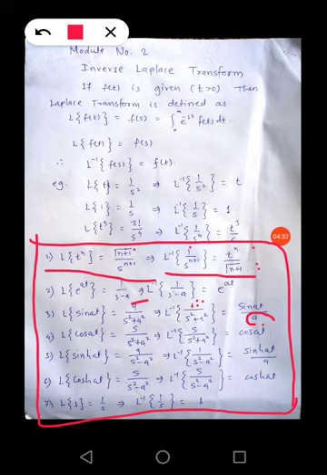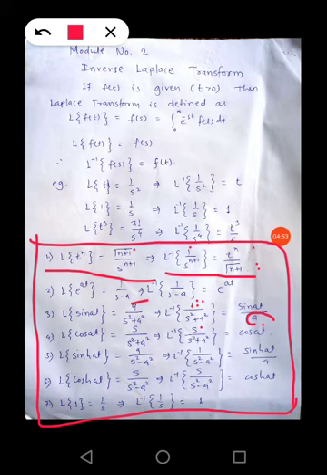Similarly, Laplace of cos at is equal to s upon s square plus a square, which implies that Laplace inverse of s divided by s square plus a square is equal to cos at. We cannot take s outside this L inverse, because L inverse is a function of s here.